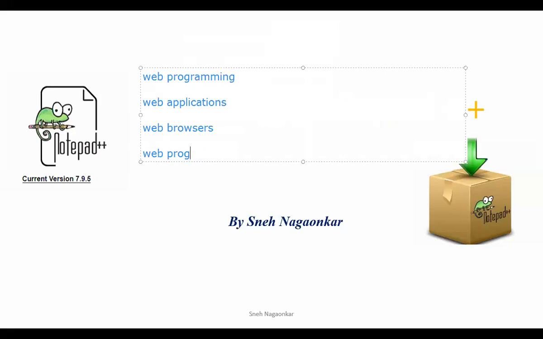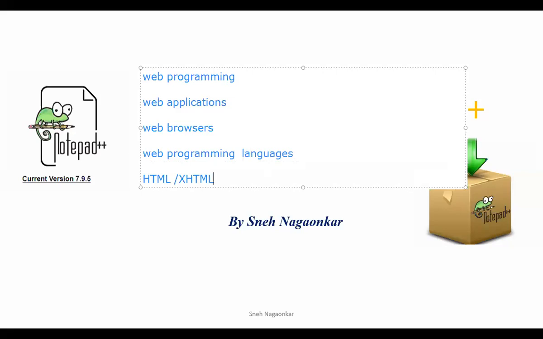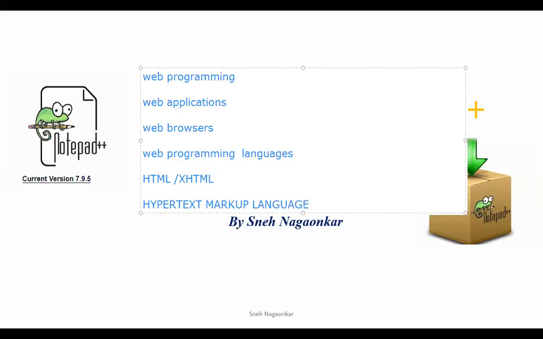When we want to execute these web programs, we need different web programming languages to create different types of web programs. The first language, the basic language which we are going to learn, is HTML and XHTML. So what is HTML, guys? HTML is Hypertext Markup Language. This is the language which is understood by the HTTP protocol.